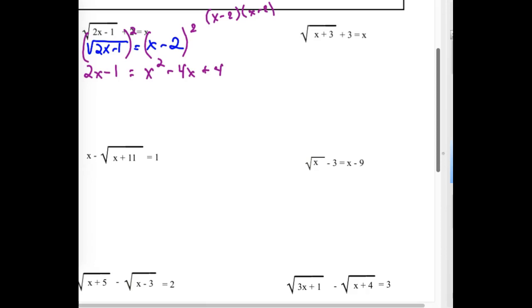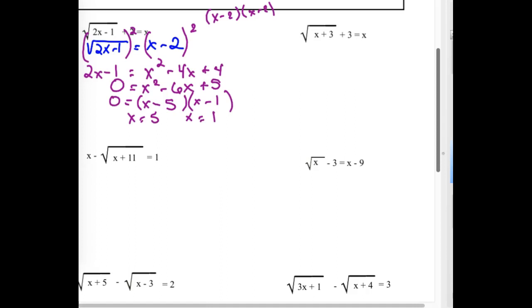Let's get everything to one side. Subtracting a 2x puts that as negative 6x. Adding the 1 makes that a 5. And now because I have a 0 on one end, I can try to factor that. How do we factor x squared minus 6x plus 5? I heard x minus 5 and x minus 1. Does that work? Yes? So my possible solutions are 5 or positive 1.